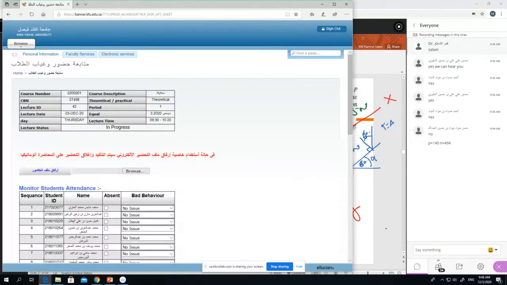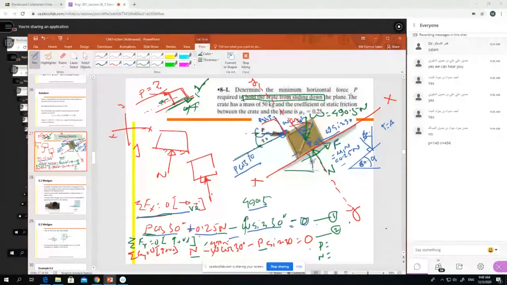Okay, no answer so far. So Hussain Jawad, thank you. Hussain Jawad gave me the answer: P equal to 140, and N equal to 494, and it is Newton, right? So this is the answer, and you can check whether it is correct or not.